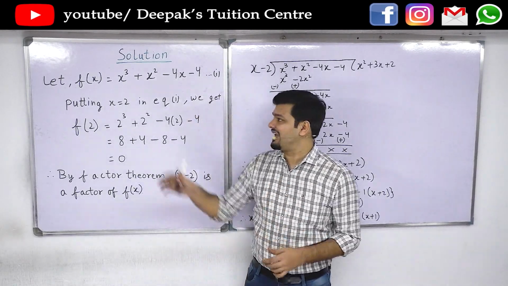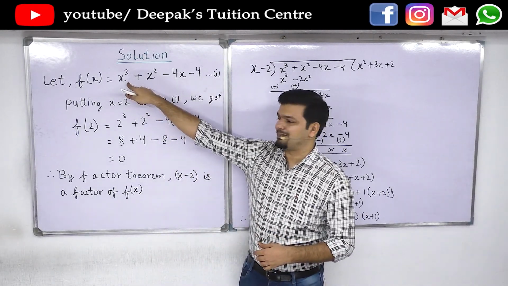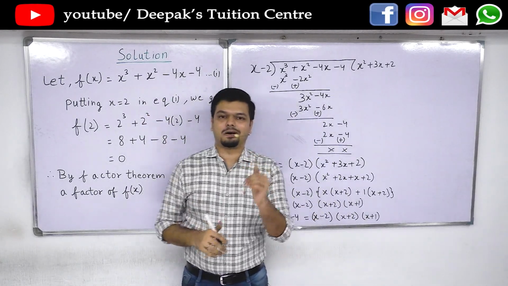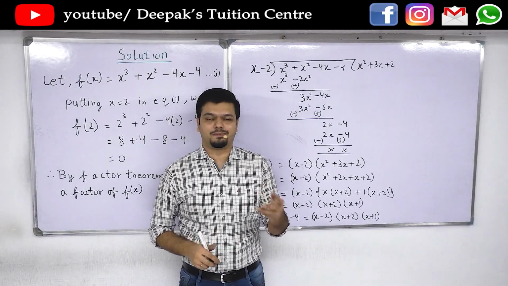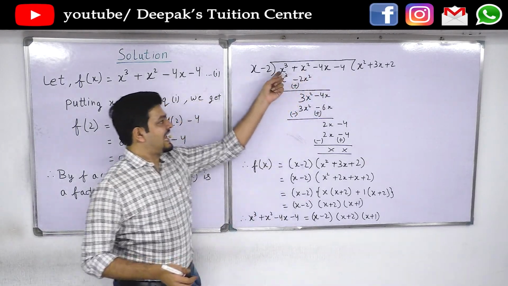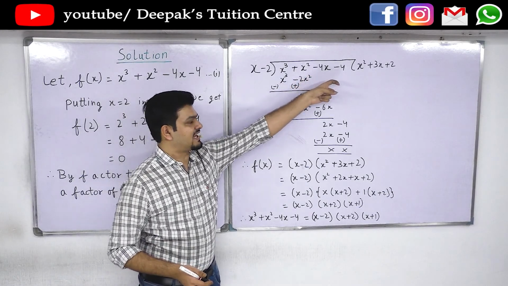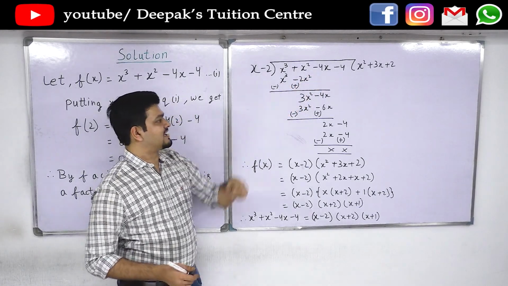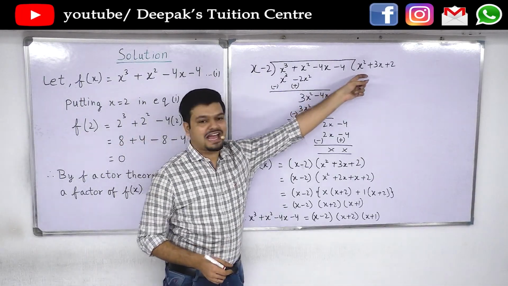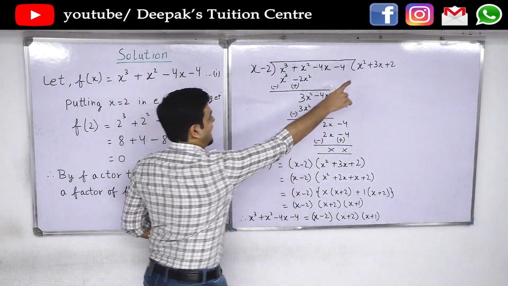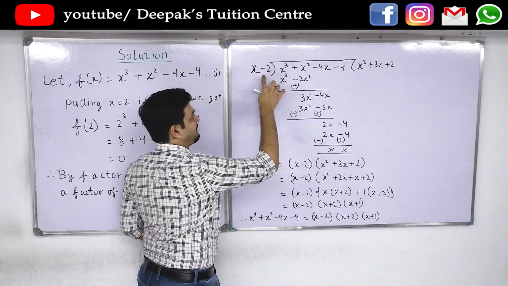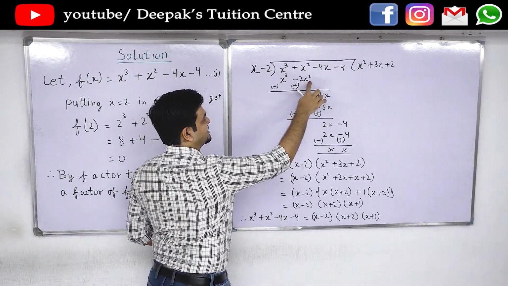That quotient will be in quadratic form. Since this is in power 3, by dividing it by any expression of power 1, I'll get it in power 2 form. And quadratic is very much solvable. So we divide x cube plus x square minus 4x minus 4 by x minus 2. To get x cube from x, we need to multiply it by x square. So when x square is multiplied by x, we get x cube, and x square multiplied by minus 2, we get minus 2x square.